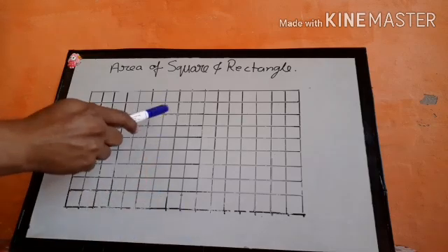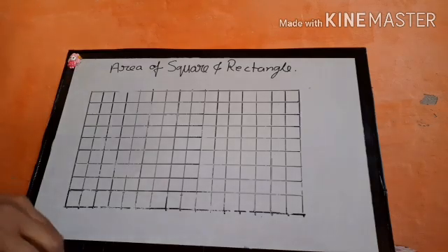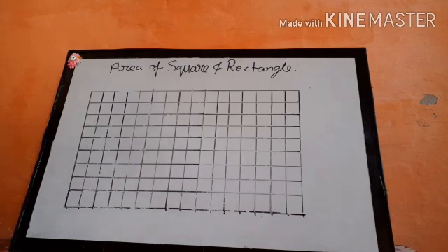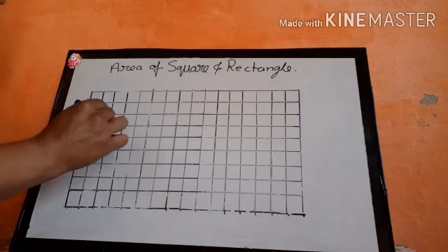Here you can see I have drawn a table on my board of the squares. As you know, squares have all sides equal, while rectangles have opposite sides equal. So let's talk first about the area of a rectangle. You should draw a rectangle on the grid paper. Suppose I am drawing this one, I am taking this rectangle.